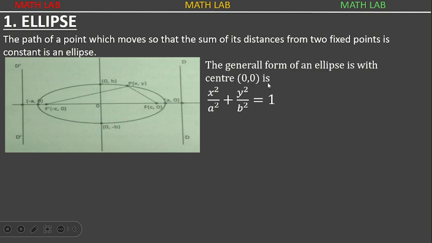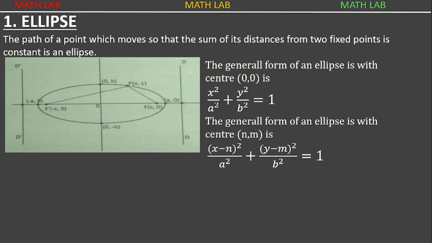Now the general form of an ellipse with center (0, 0) is x squared over a squared plus y squared over b squared equals 1. For this case, the center is (0, 0), just like in this diagram. The general form of an ellipse with center (n, m) is (x minus n) squared over a squared plus (y minus m) squared over b squared equals 1, where n and m give the center.